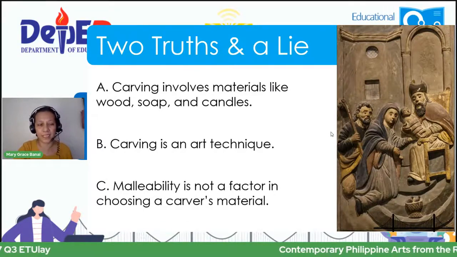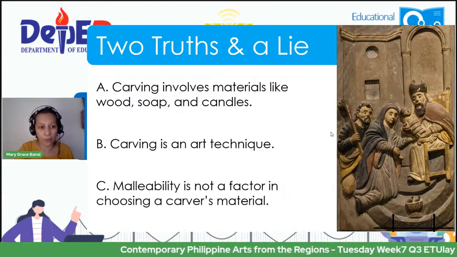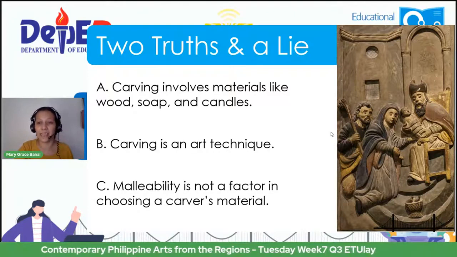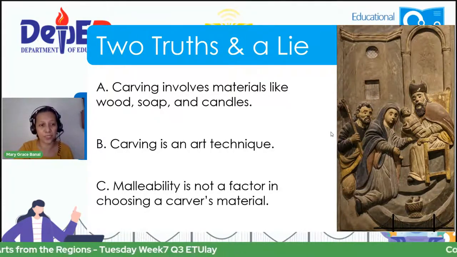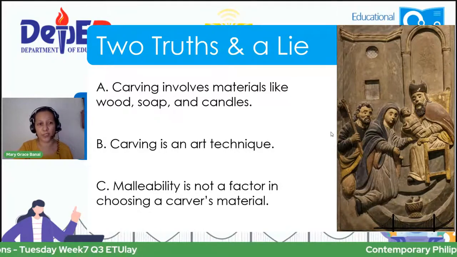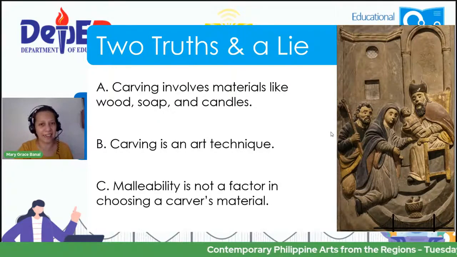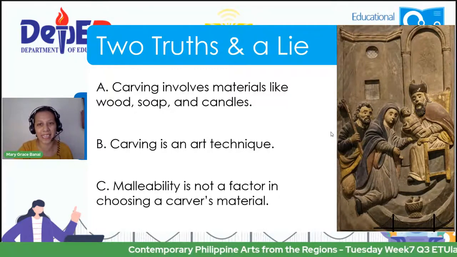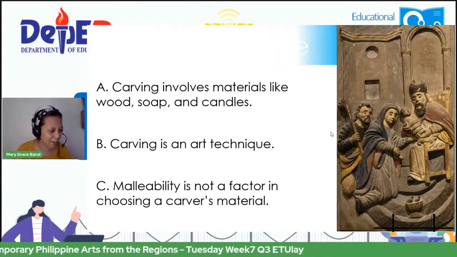Letter A, carving involves materials like wood, soap, and candles. Letter B, carving is an art technique. And letter C, malleability is not a factor in choosing a carver's material. So, alin kaya sa tatlong statement na yan ang truths at alin ang lie? Are you ready? 5 seconds? Go. You can type in your answers sa ating chat box.